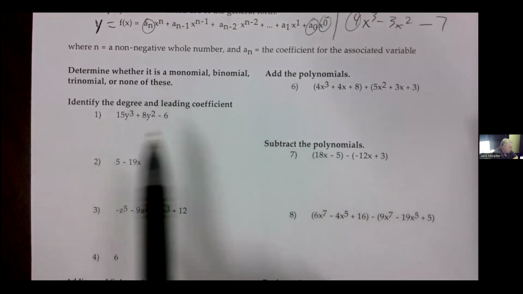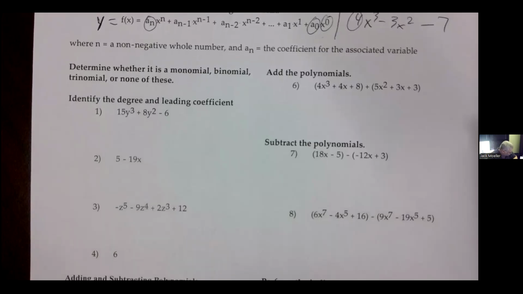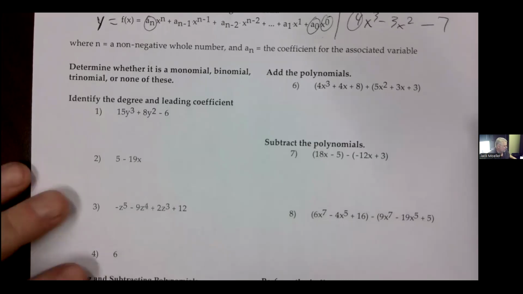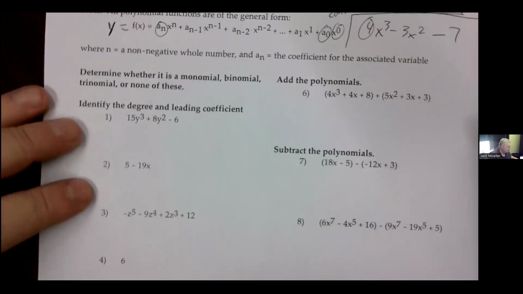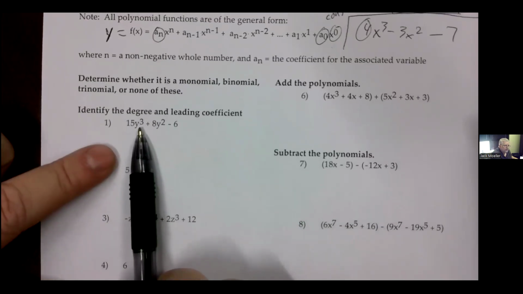Now, for the degree and the leading coefficient. Well, what is the degree? And this is where if I was in a class, I would pause and let people answer. One thing I don't like about online classes, I don't get that interaction. But degree is the largest exponent on your variable.